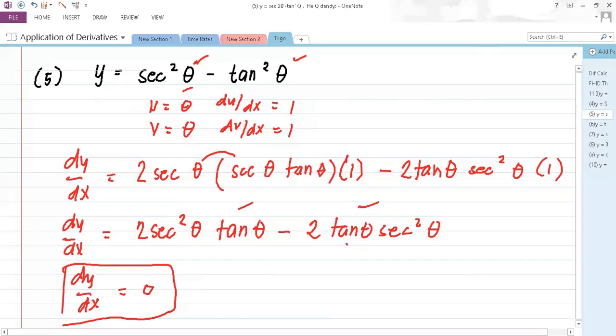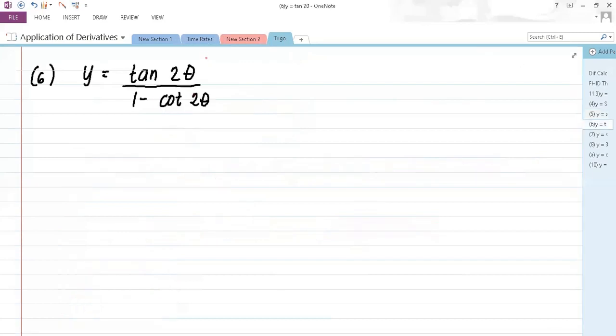Okay, so let's move on to our next example. So we will be using the quotient rule here. So tangent of 2 theta over 1 minus cotangent of 2 theta. Okay, so our u is 2 theta. Okay, du dx now is 2. Okay, and for the other one, our u is the cotangent of 2 theta. That is 2 pa rin. Di ba? Cotangent of 2 theta is 2 pa rin.